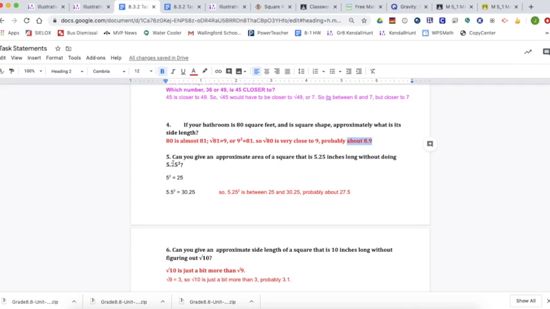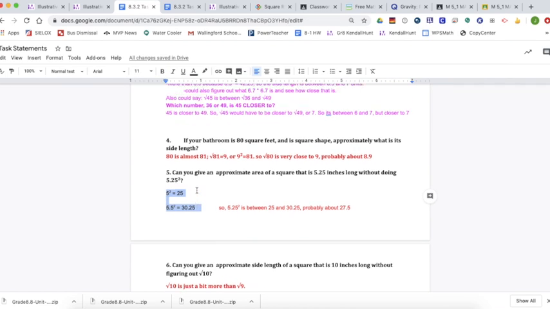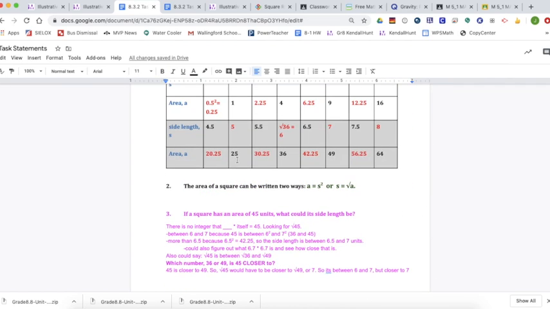And from our table here, this one is from the table, we know that 5 squared is 25, and we also know that 5.5 squared is 30.25.